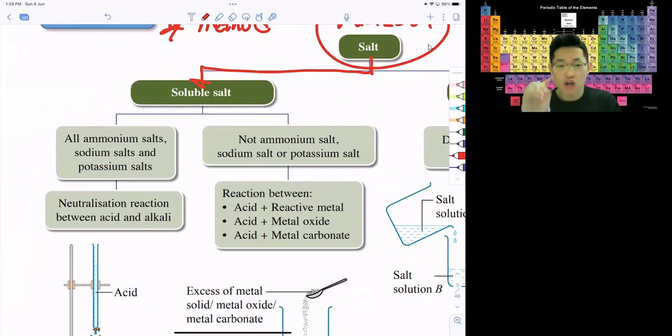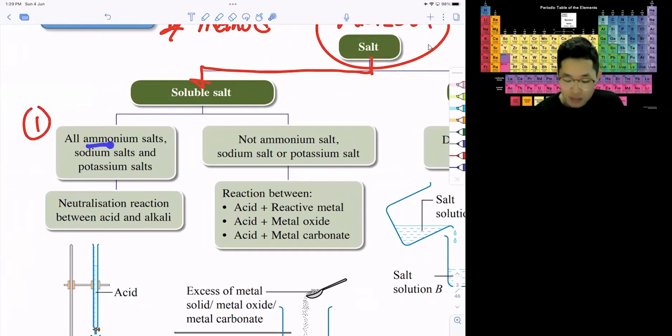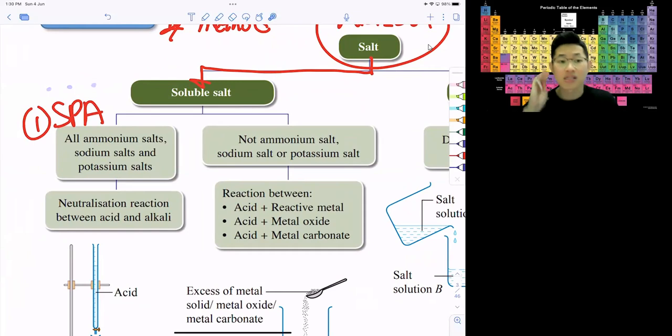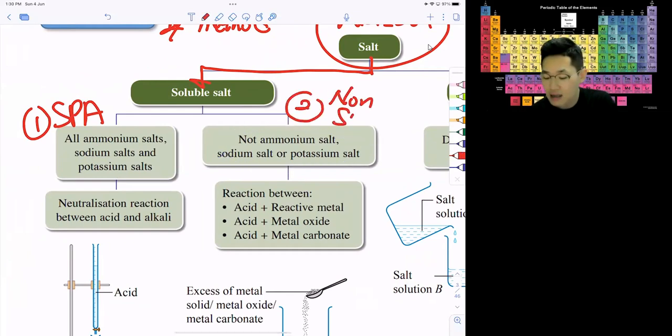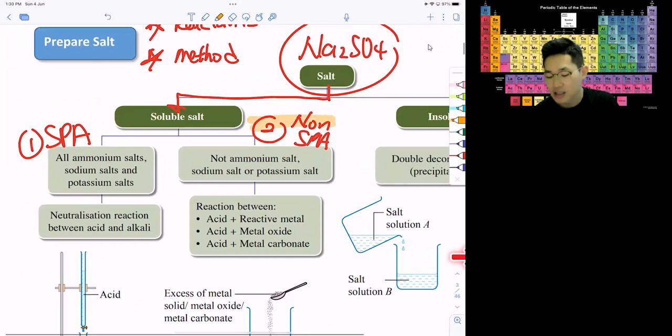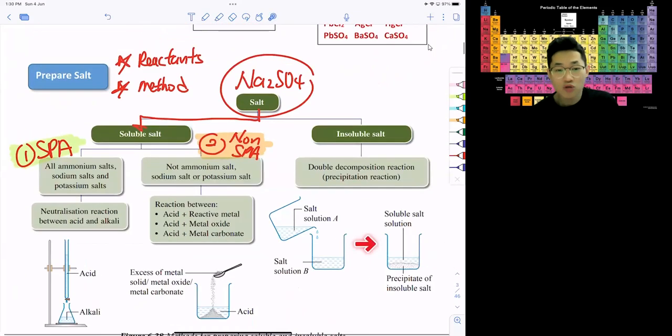Okay, soluble salt. Soluble salts have two methods. The first method here, it says ammonium, sodium, and potassium salt, which I call the spa salt. Sodium, potassium, ammonium, the spa salt. Not ammonium, sodium, potassium, this is the non-spa. So that means for soluble salt, you have to ask yourself further. The Na2SO4 is a soluble spa or non-spa.